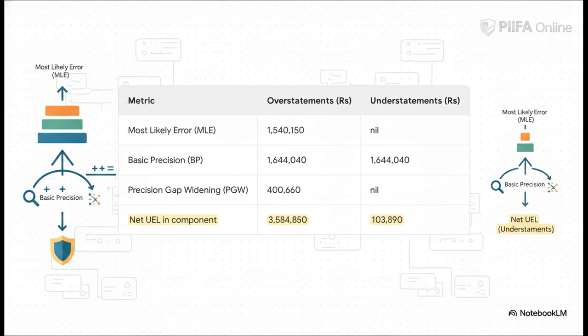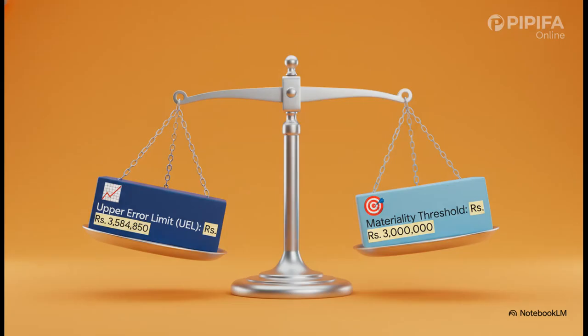The second part is precision gap widening, which is an extra buffer that gets bigger the more errors you find. You add all that up and you get to the final, crucial number, a net upper error limit for overstatements of 3,584,850 rupees. Okay, here it is, the moment of truth.